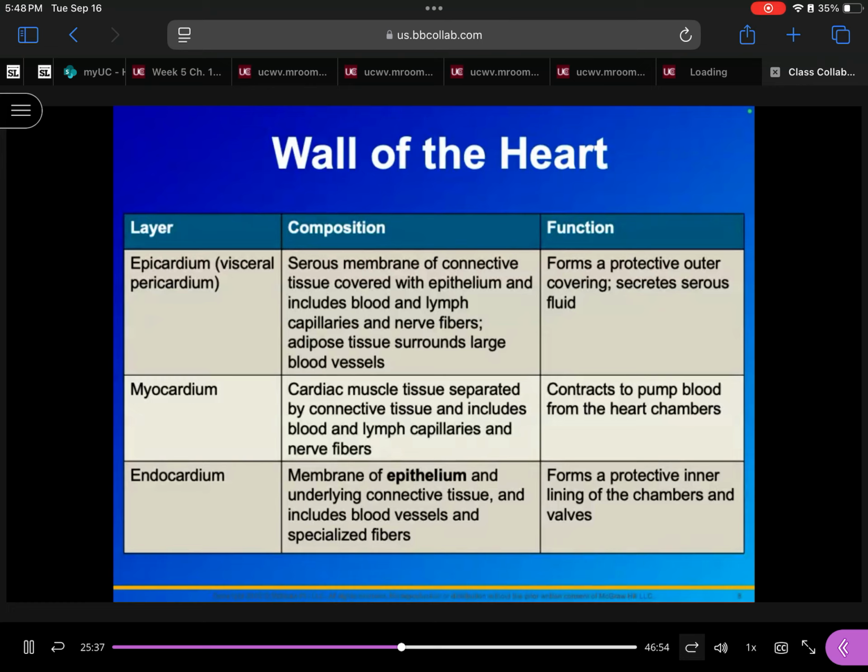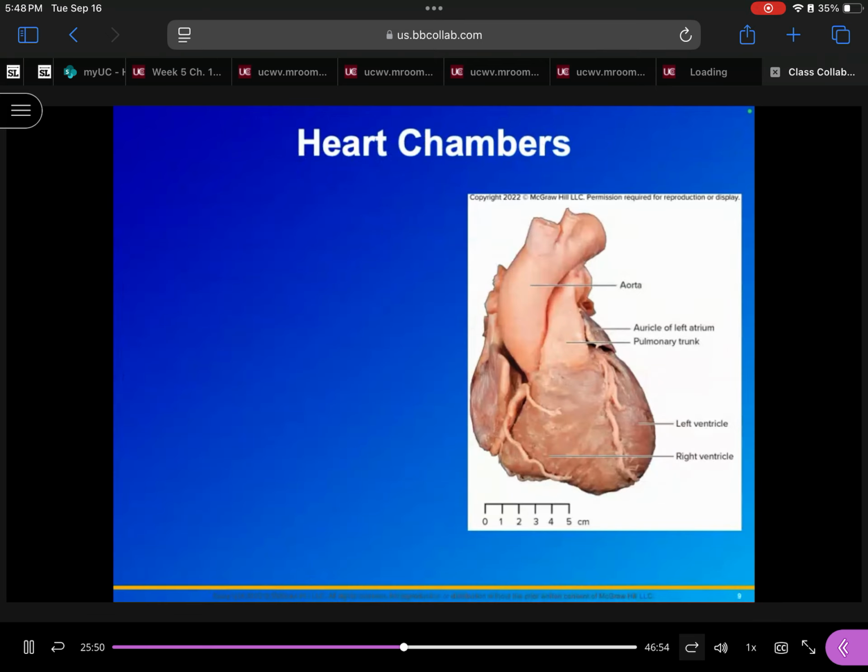You'll be fine. All right, so myocardium. It's going to be contracting to pump blood through the heart chambers. And then we have that protective inner lining being the endocardium. This gives you a few more details if you want to know them.